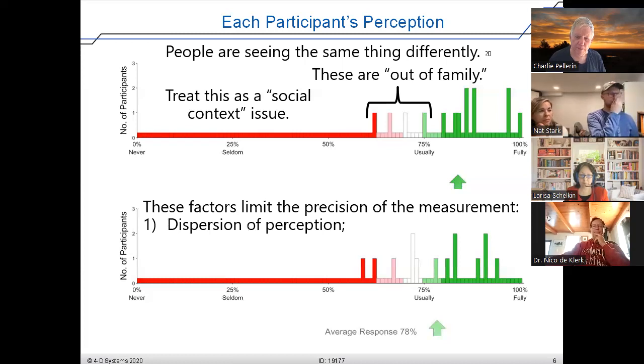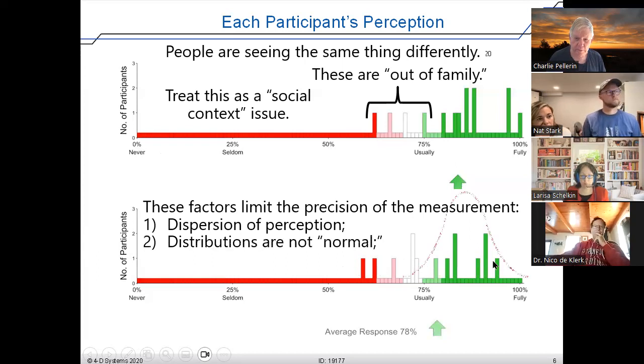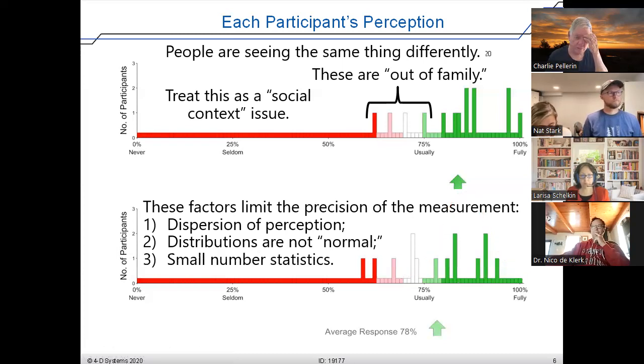So I talked a little bit about why this is an inaccurate measurement. One factor is the dispersion of perception. You don't have everybody up here in one spike seeing it the same way. You can see lots of differences of opinion. Then the fact that that's what a normal distribution looks like, and it's not normal with these people, I call them out of family over here. And small number statistics. I'm not going to talk much about this, but there's inherent imprecision in small numbers. If you do experimental physics, you have to deal with this all the time. Trust me, it's a fact.